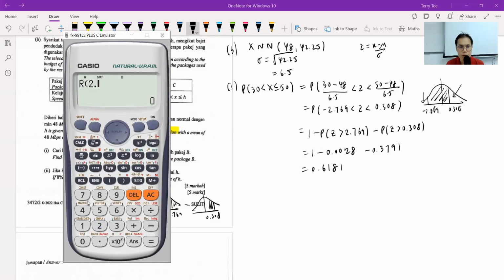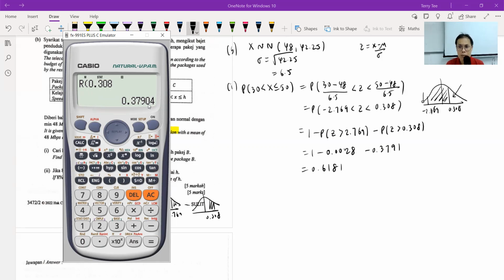So the first one, 2.769. My answer is this 0. It's a very small value. 0.0028, right? You see, I dropped the 1. You can use this function, shift eng twice. It moves the decimal point to the right, so it's 0.0028, so it's correct. And then if you want to find 0.308, right? I should get 0.3790.